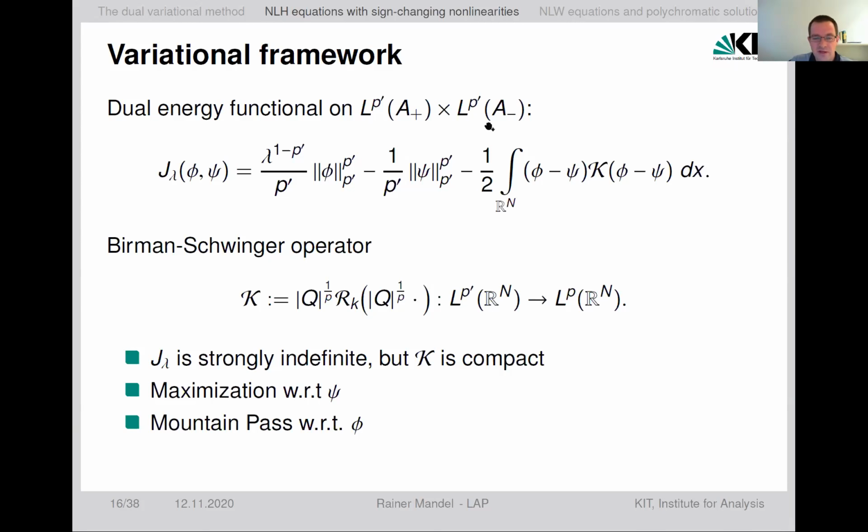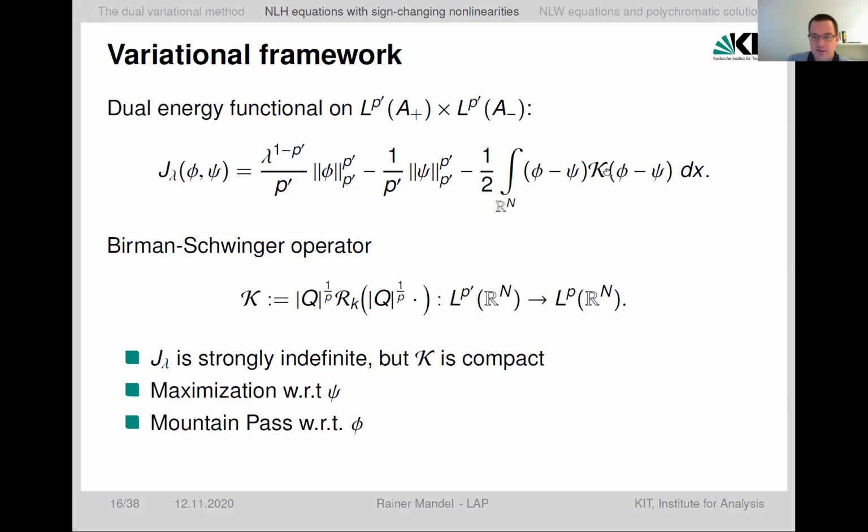So this is the dual energy functional that we get, and it is defined on L^p' of the positivity set of Q and L^p' on the negativity set. And here the strong indefiniteness becomes apparent. We also see that in the case when we are only positive, so when A minus vanishes, then we can simply cancel every psi from this formula, and we recover the functional that was introduced by Evéquoz and Weth. So it's a true generalization of this approach.